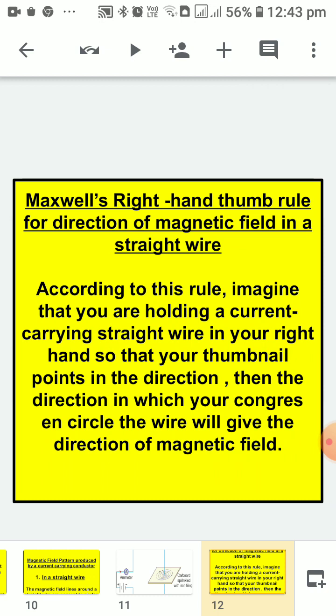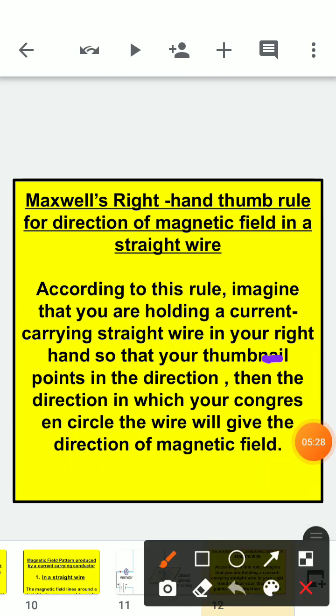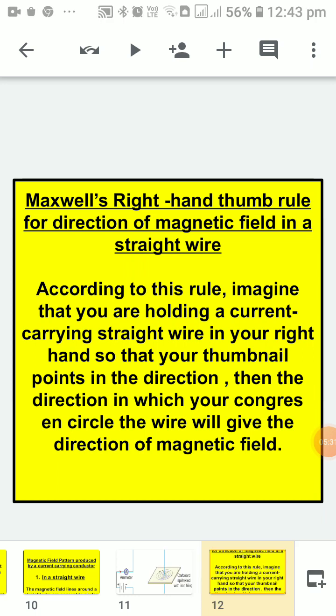Maxwell's right hand thumb rule for direction of magnetic field in a straight wire. Children, you have seen how the magnetic field line pattern is forming. But if you want to find out the direction of the magnetic field, how can you find it? To find out the direction, we can use Maxwell's right hand thumb rule. It states, imagine that you are holding a current carrying straight wire in your right hand so that your thumb points in the direction of the current. Children, here it is not thumbnail, it is thumb.